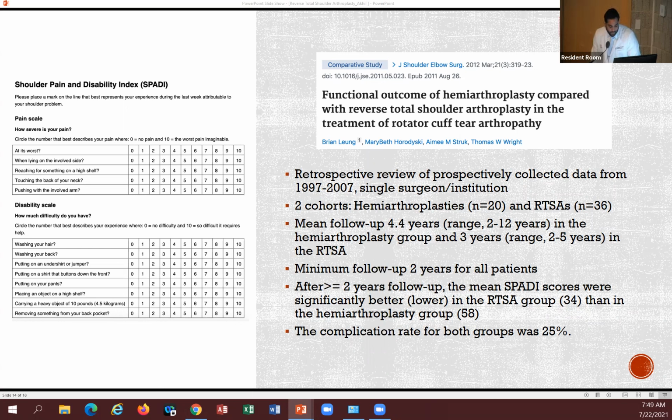And the main result from this study was that after 2 years of follow-up, the mean shoulder pain and disability index score, which is seen on this side, it was one of the patient-reported outcome measures that was given to patients on their pre-op and post-op visits, was significantly better or lower in the reverse total shoulder group as compared to the hemiarthroplasty group. The complication rates for both groups was 25%.